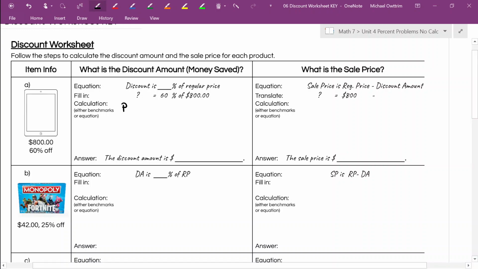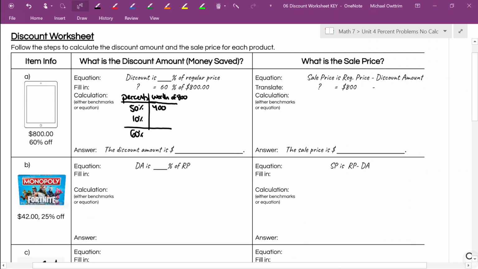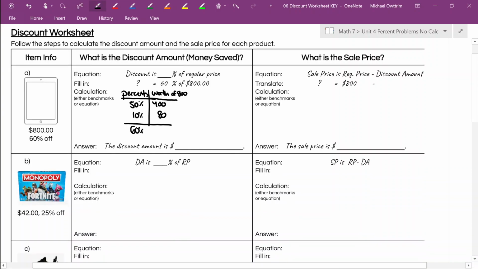If we use benchmarks, we're going to set up our t-table. So we're going to add up some percents that give us a total of 60%, and we're going to think of the worth of those percents of 800. The easiest percents I can think of to get to 60 from our benchmark percents are 50% and 10%. 50% of 800 is half of 800, which is 400, and 10% of 800 moves its dot once. Moving the dot once in 800 makes 80.